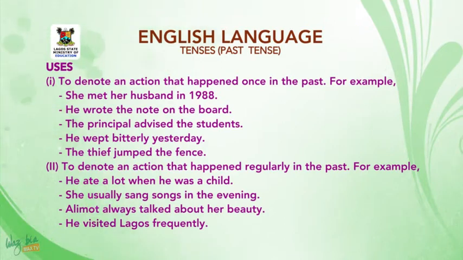It can also be used to denote an action that happened regularly in the past. E.g., he ate a lot when he was a child. She usually sang songs in the evening. Alimot always talked about her beauty. He visited Lagos frequently.